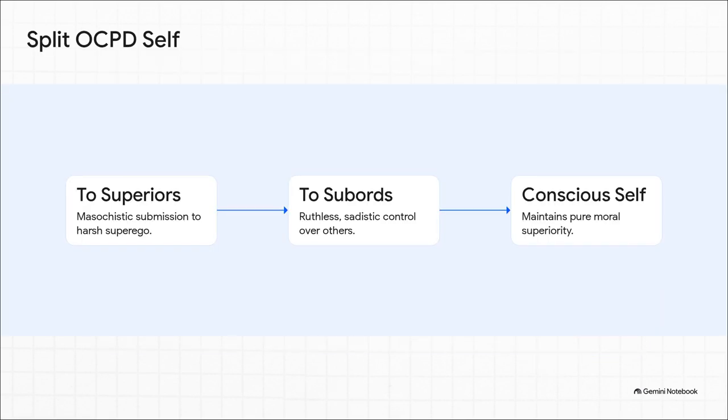What's absolutely fascinating about this slide is how it reveals the OCPD patient's split unconscious. There's a profound duality here. Let's really look at this dynamic. In front of authority figures or superiors, they masochistically submit to their own punishing superego. They become a hyper-conscientious, self-tormenting, perfect worker. But flip the script to their subordinates, and they project their denied sadism, becoming ruthlessly controlling, hypercritical, and domineering, all while consciously maintaining a pure, unbroken sense of absolute moral superiority.